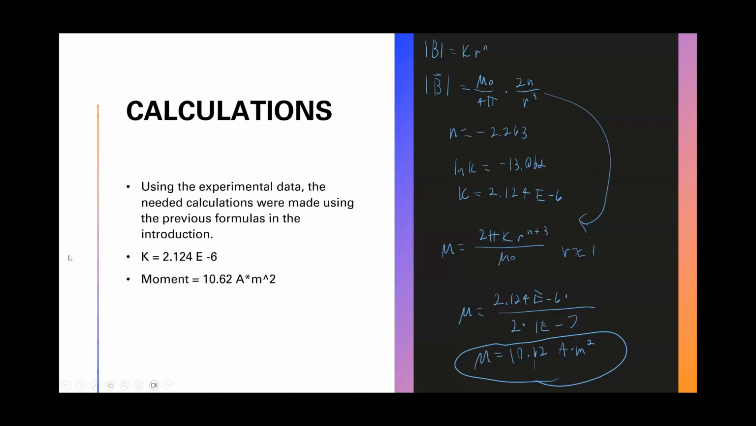For our calculations, we're using the experimental data and the formulas in the previous introductory section. Here we found that our K is 2.124 e to the negative 6, and then in the end our moment was 10.62 amps times meter squared.